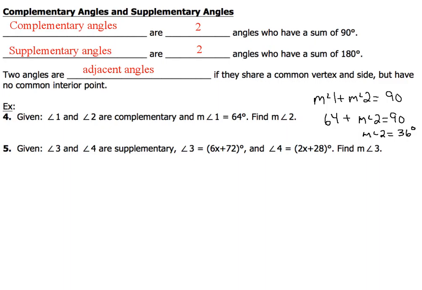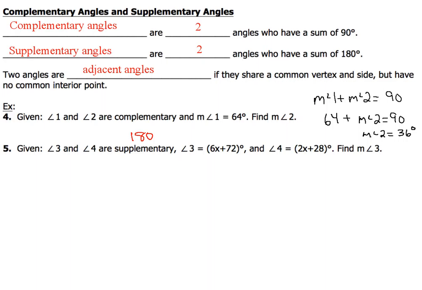Now, let's take a look at example 5. We're told that angles 3 and 4 are supplementary, and angle 3 is the expression 6x plus 72 degrees, and angle 4 is 2x plus 28 degrees. We've got to find the measure of angle 3. Now, the word supplementary means 180 degrees. So that means angles 3 and 4, their sum is going to add up to 180.